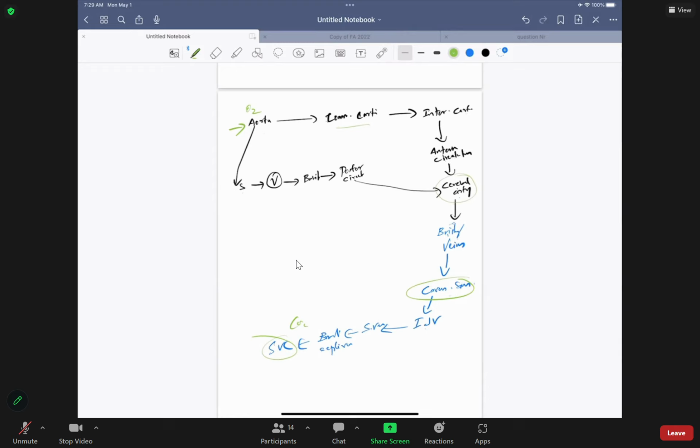Once arterial blood becomes vein, we call it bridging veins. The bridging veins pull all the blood into the cavernous sinus and then they drain into the internal jugular vein.